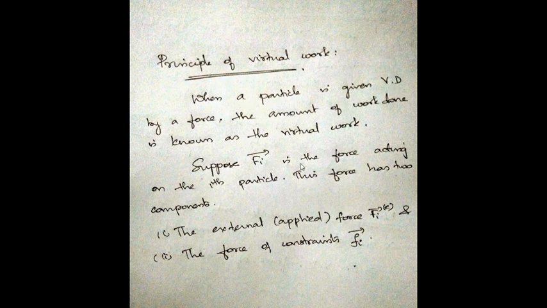Now you can take the force acting on the i-th particle as Fi vector. This has two components: the external force, that is Fi vector superscript e, external, and the second one is the force of constraint, small fi vector. Now you can write Fi vector is equal to external force plus force of constraint. Now the virtual displacement you have to take as delta Ri vector. Displacement is notated as Ri and virtual is noted as delta.